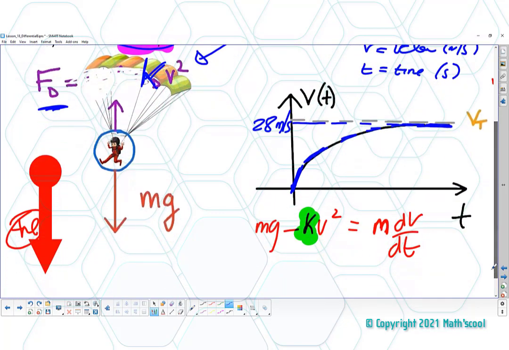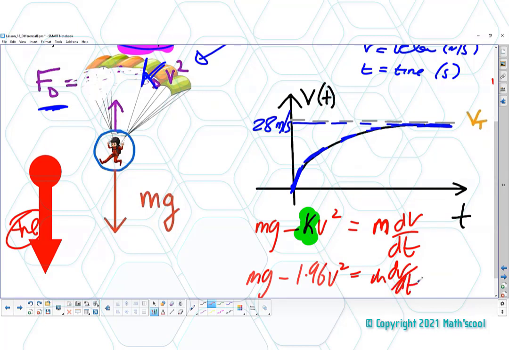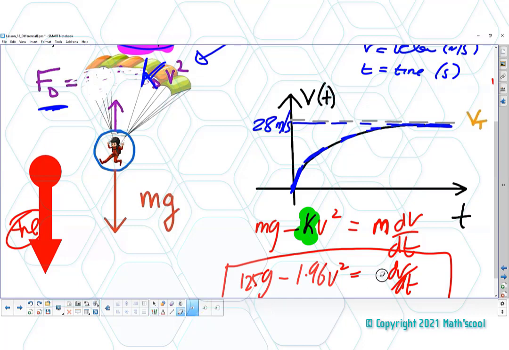Lovely. So we get mg minus 1.96 v squared equals m dv by dt. And so there's our answer. There's our differential equation. Actually, I haven't put in her mass either, have I? I should put in her mass. We know her mass is 125. I'm putting the 125 in there.